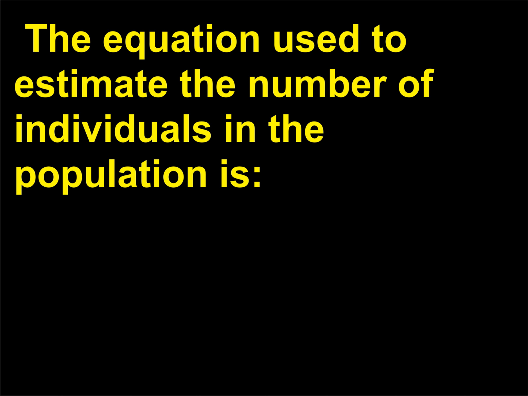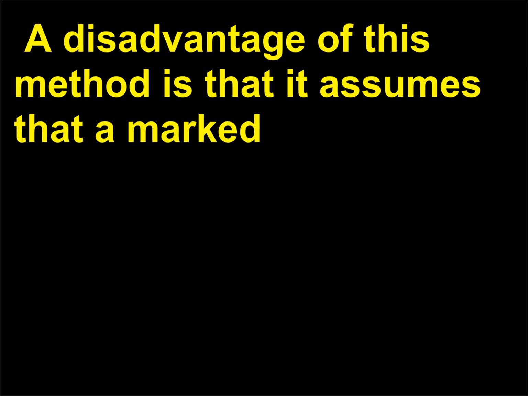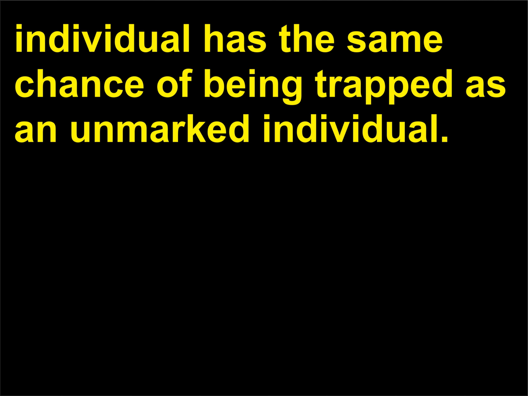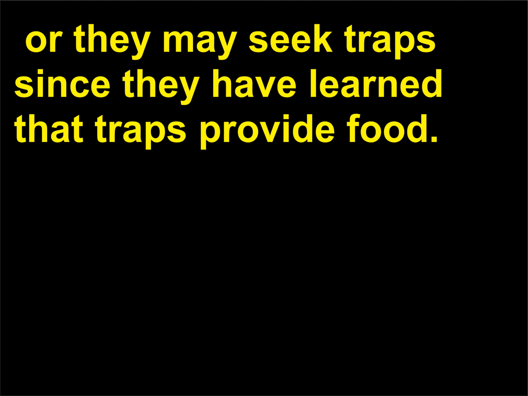The equation used to estimate the number of individuals in the population is marked individuals x total catch second time / n equals recaptured marked individuals, where n is the number of individuals in the population. A disadvantage of this method is that it assumes that a marked individual has the same chance of being trapped as an unmarked individual. Individuals that were trapped once may be wary of traps, or they may seek traps since they have learned that traps provide food.